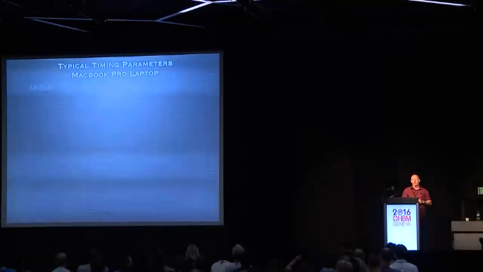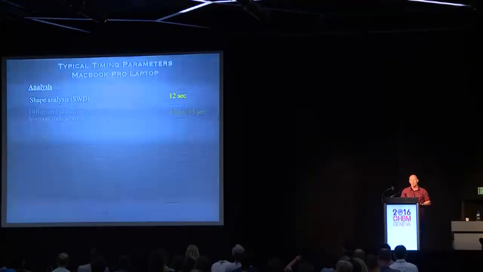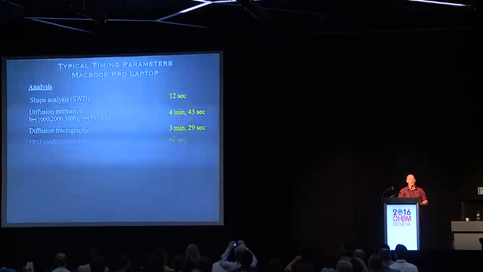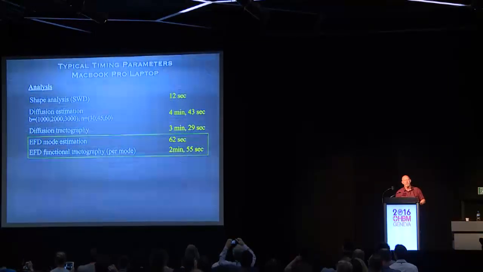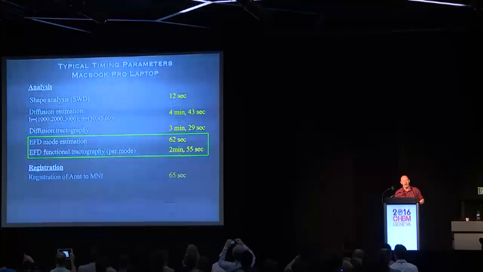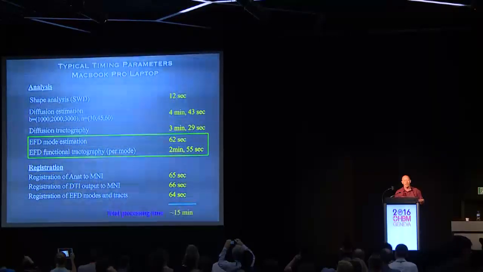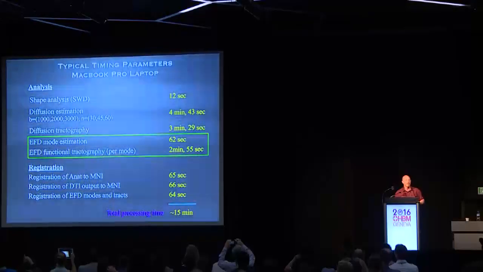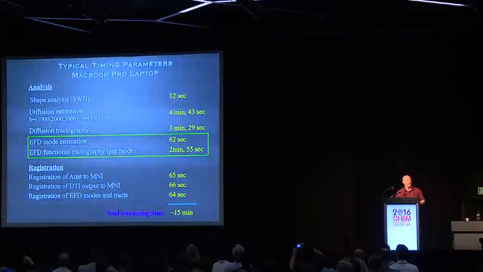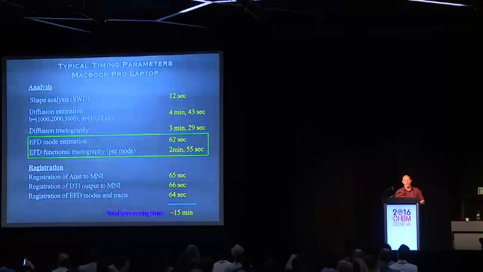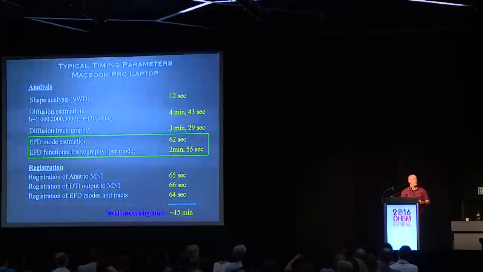For the final slide, I just want to put some real numbers on here. This is how long it takes to do all of this stuff. This is everything that's done in Quest, but I've circled the ones that were shown here. So that mode estimation took about a minute, and the tractography took about 3 minutes per mode. Registration's about a minute. Those were actually timings from my Mac laptop yesterday. So it's very, very easy for people to use.